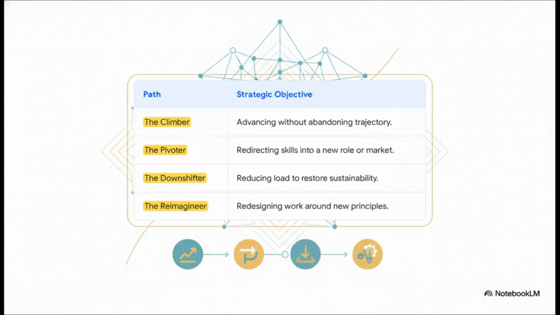Are you a climber, advancing on your current trajectory? A pivoter, redirecting your skills? A downshifter, aiming for sustainability? Or a reimagineer, fundamentally redesigning your work? By selecting one of these paths up front, the system customizes its entire operational logic to align with that specific strategic objective. It's what ensures the output is relevant and targeted.